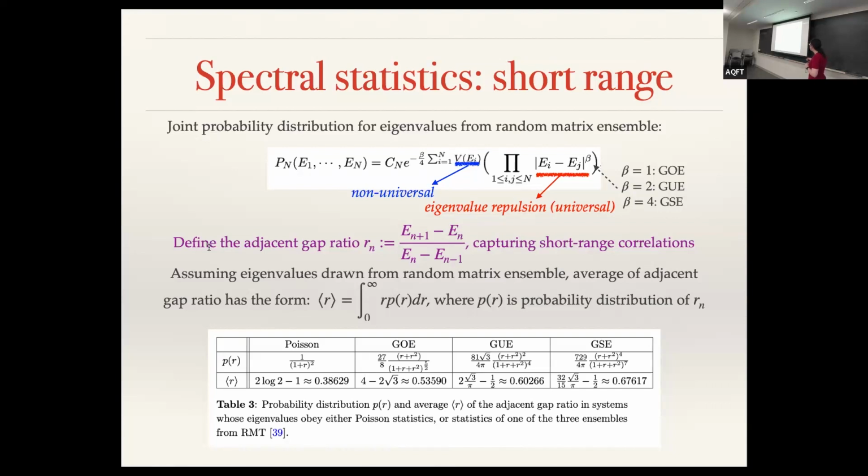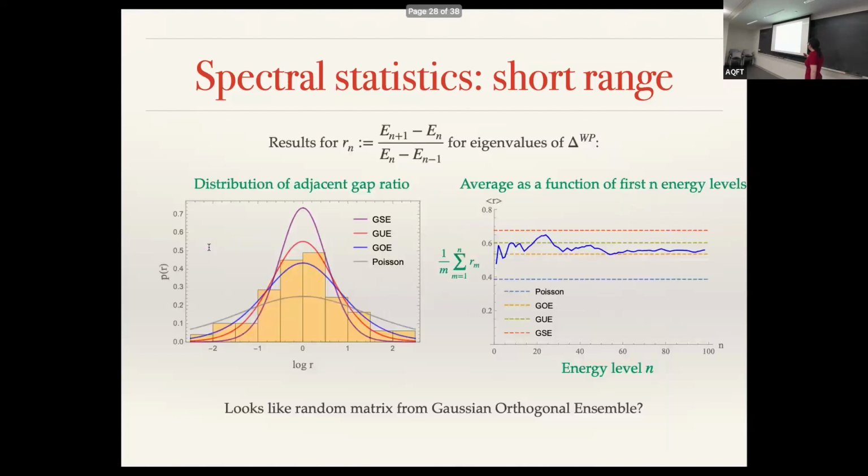The average of this ratio can be reproduced by the following integral, where the probability distribution of this ratio is given by one of these functions for the three different random matrix ensembles, and I also listed Poisson distributed eigenvalues as well for comparison. So given that we have a bunch of eigenvalues, we can also compute this adjacent gap ratio and compare with the predictions from random matrix theory.